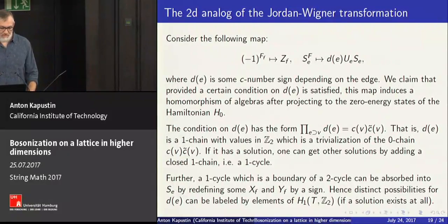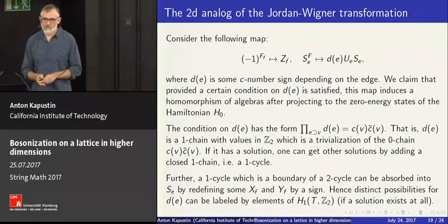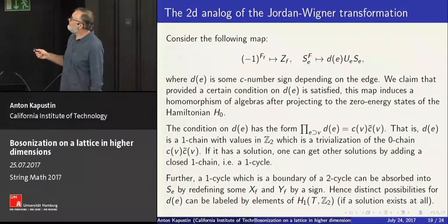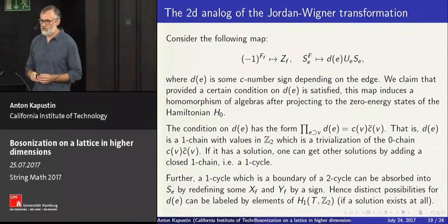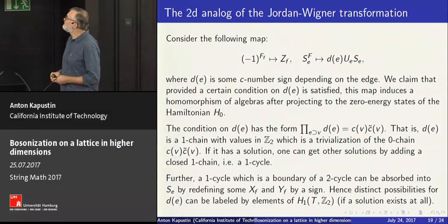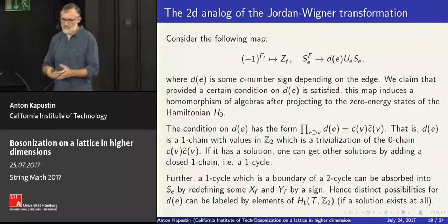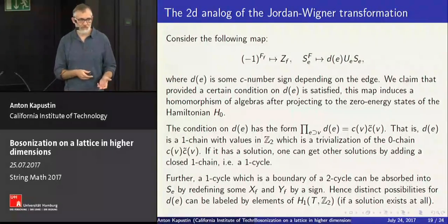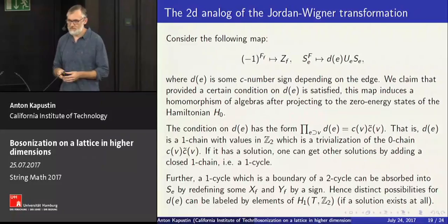Okay, so we're almost done then. If you can solve this equation, then this map provides the desired local embedding of the even part of the fermion algebra into this bosonic algebra, where bosonic means the tensor product of the toric code and the spin system.